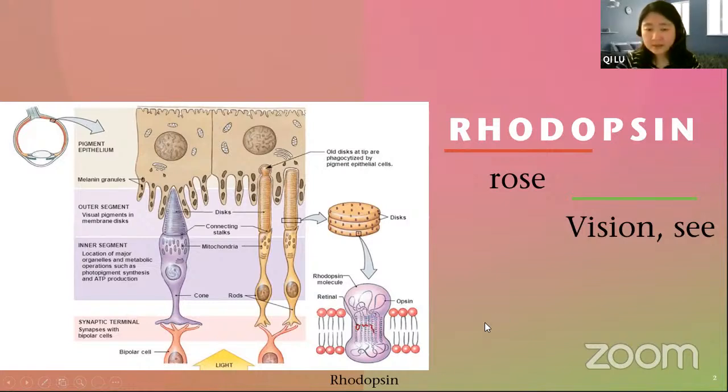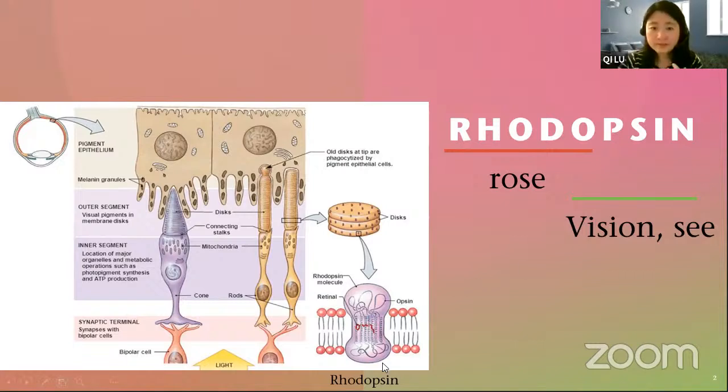The name rhodopsin comes from combining two basic Greek words, rhodo and opsin. Rhodo means a color like a rose, a very pink pigment, and opsin means vision or sight. So rhodopsin is like a pinkish molecule that is critical for us to see. So that's where the name rhodopsin comes from.